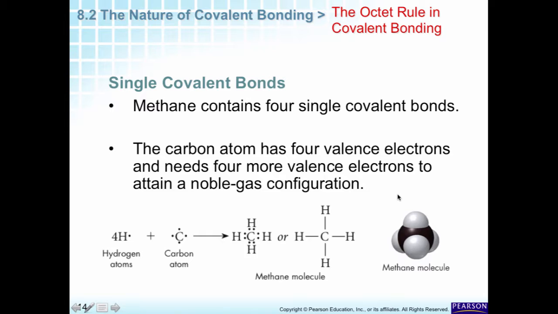Okay, methane is carbon. Carbon has 4 valence electrons, so we need 4 hydrogens if we want to make methane. So each of these will give one to each of these orbitals, basically, and you get carbon with 8 and each of the hydrogens with 2. And then since they're single bonds, we can draw the little dashes.